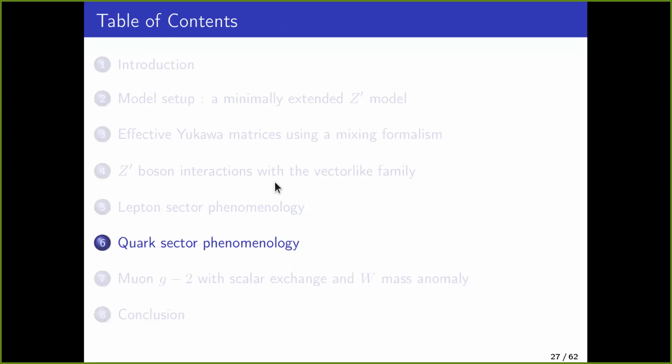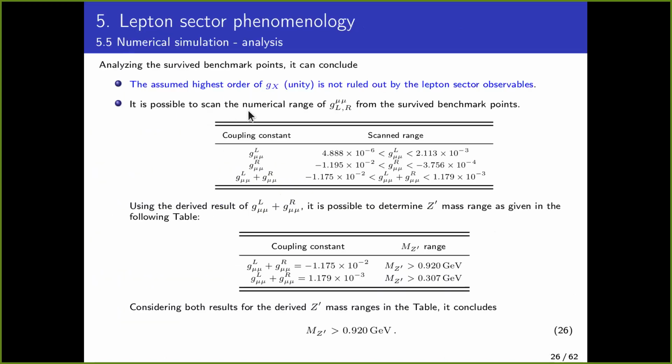Okay, so here it is possible to scan the numerical range of the Z-prime left-handed muon and right-handed muon pair couplings from the surviving benchmark points, and the scanned values run from 10 to minus 6 to 10 to minus 3. The right-handed Z-prime to muon pair coupling runs from 10 to minus 2 to 10 to minus 4, but this has a negative sign. And the sum runs from negative 10 to minus 2 to positive 10 to minus 3.